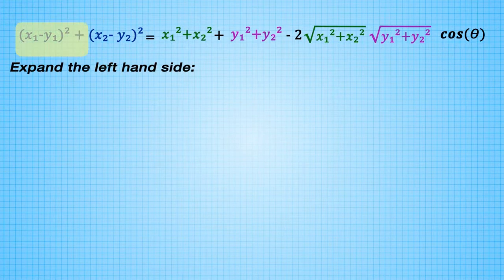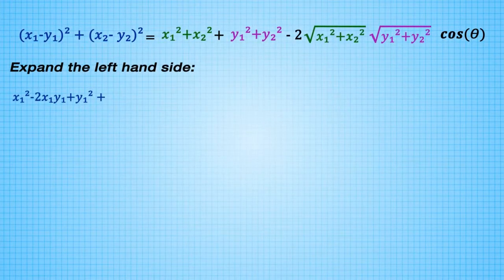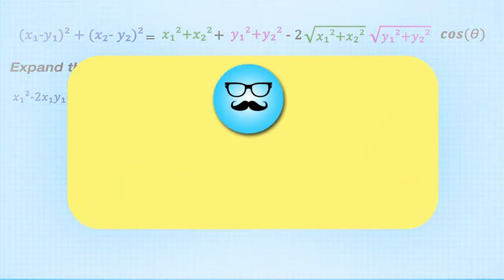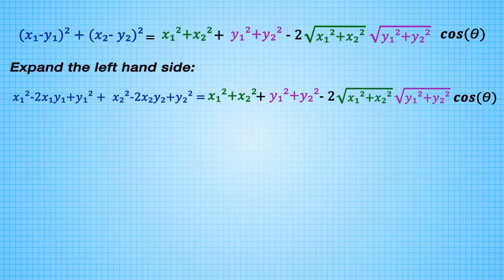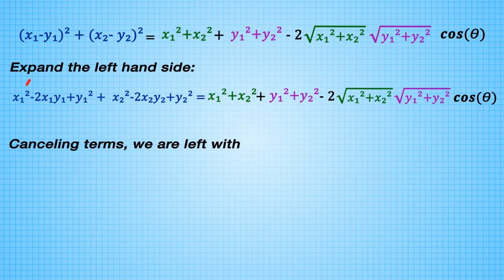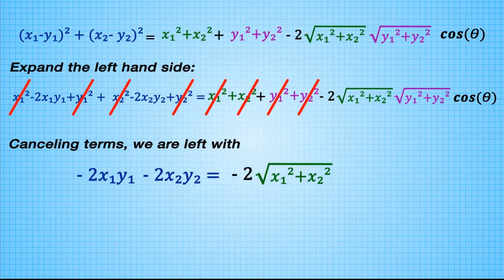Expand the left-hand side. Cancelling terms, we are left with negative 2x1y1 minus 2x2y2 equals negative 2 square root of x1 squared plus x2 squared times square root of y1 squared plus y2 squared cosine theta.